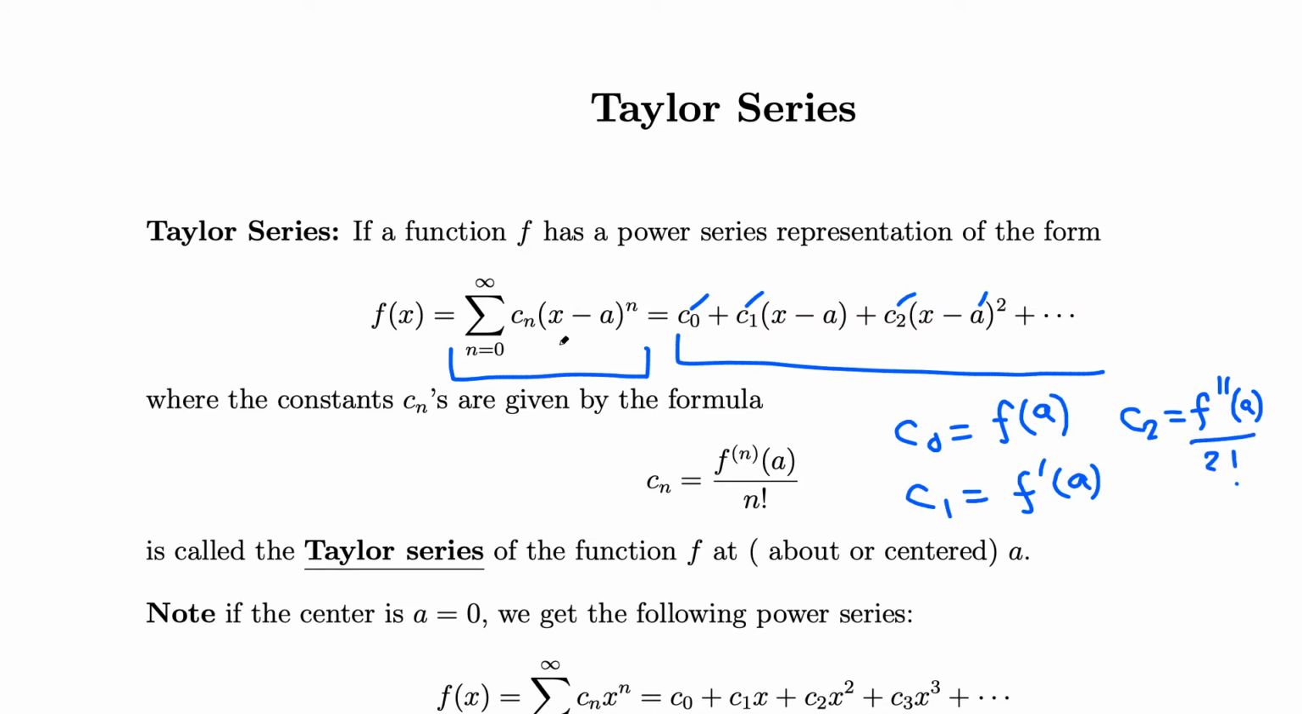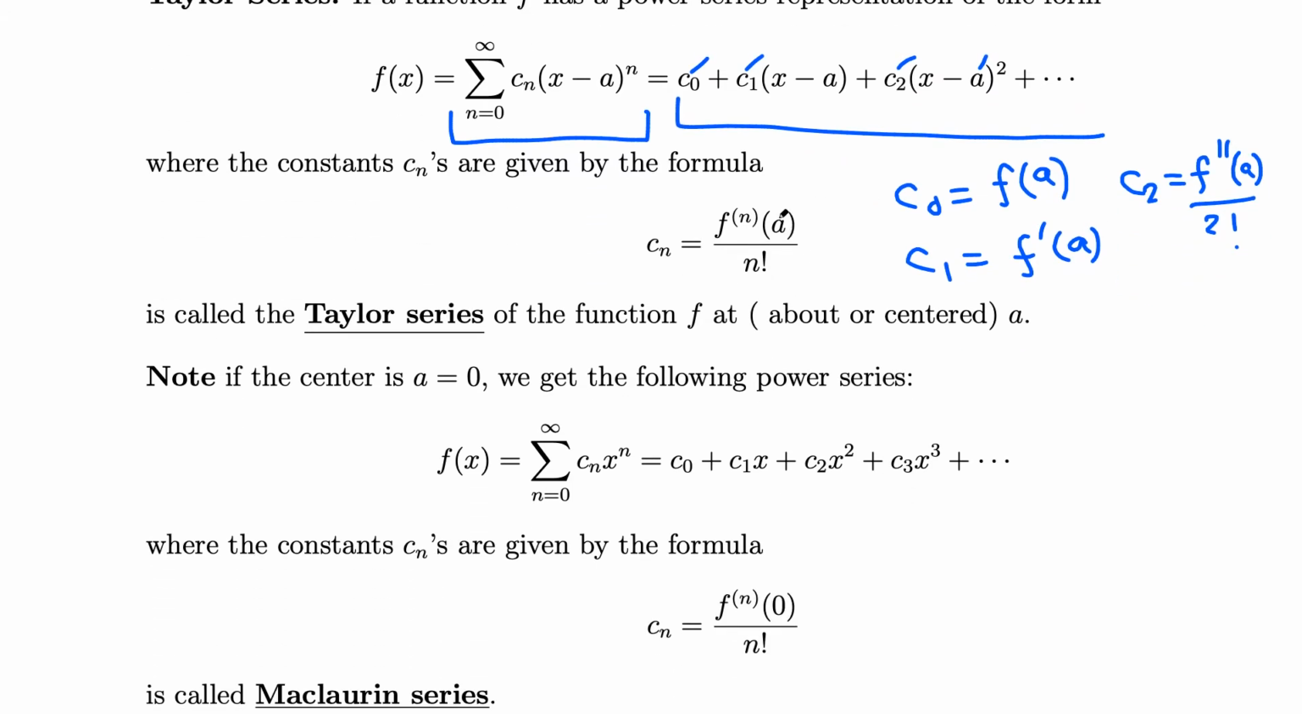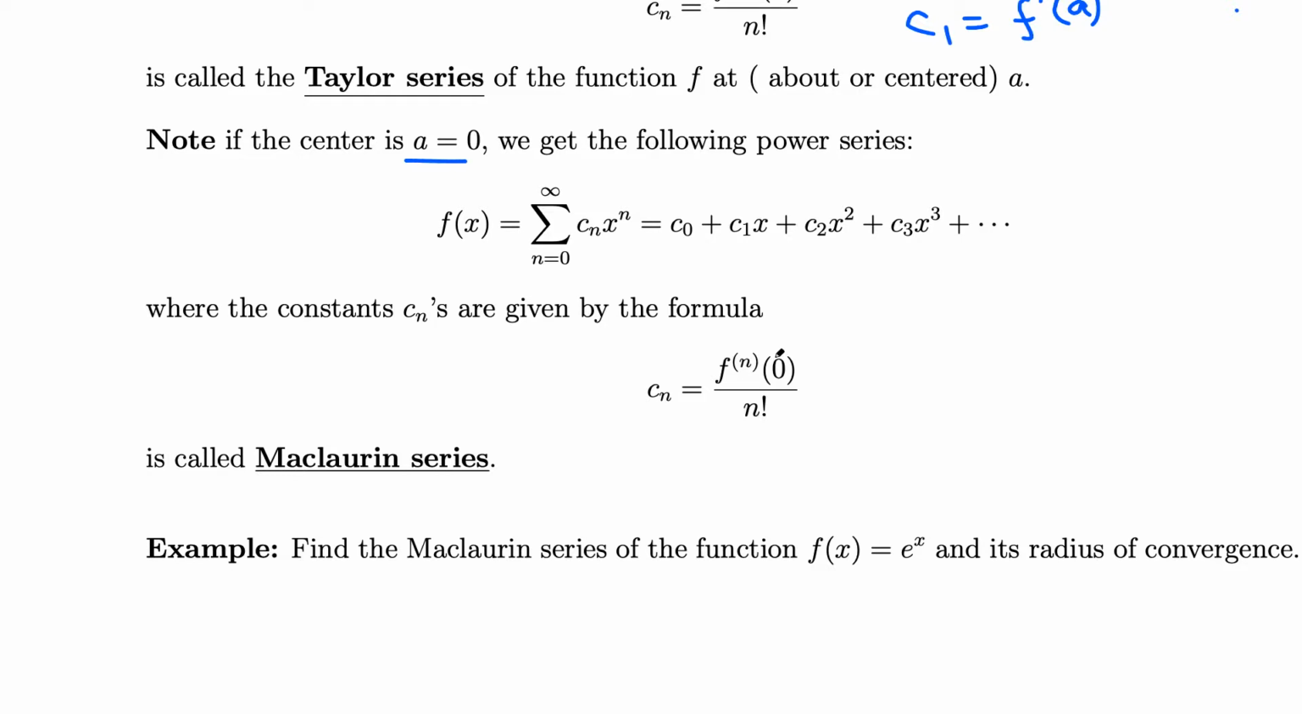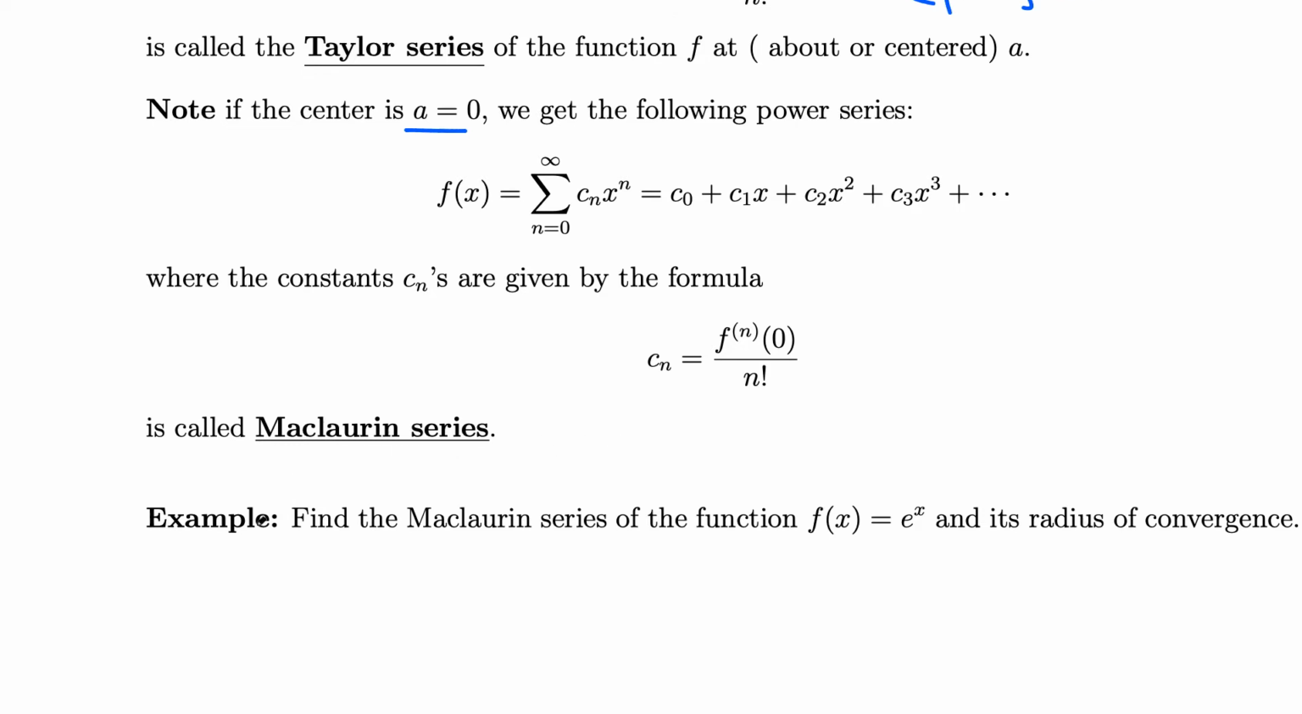So a power series represents a function f where the constants are found by this formula. If this happens, then this power series is called the Taylor series of the function f centered at a. Special case, if this center happens to be 0, everything is the same, the center is 0, then we get this power series representation for f where the constants cn are given by this formula, just the center is 0. That is now called the Maclaurin series. Okay, a different name, Maclaurin series.